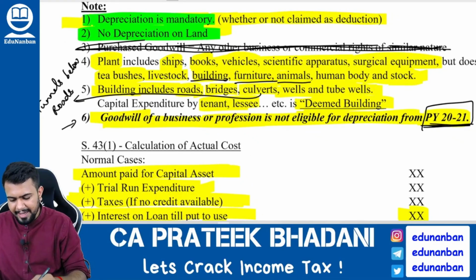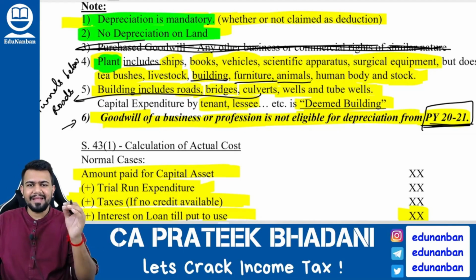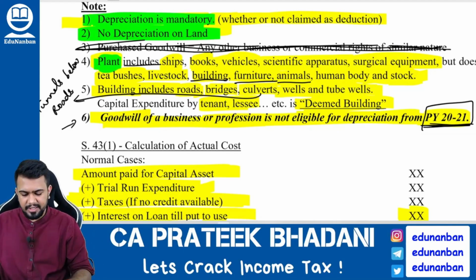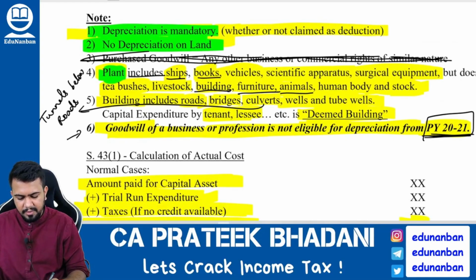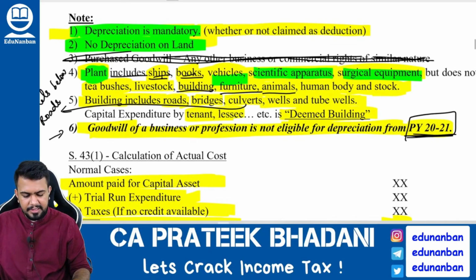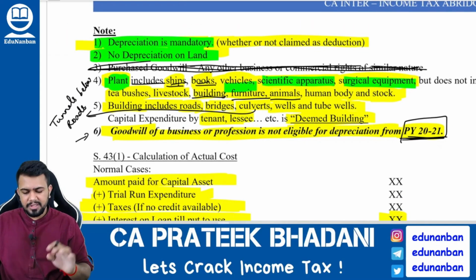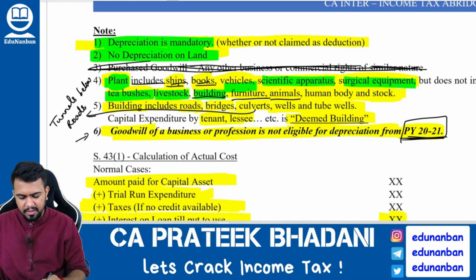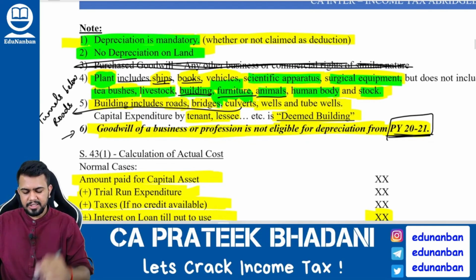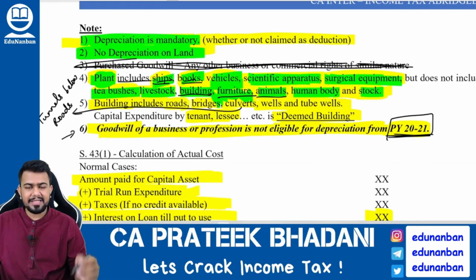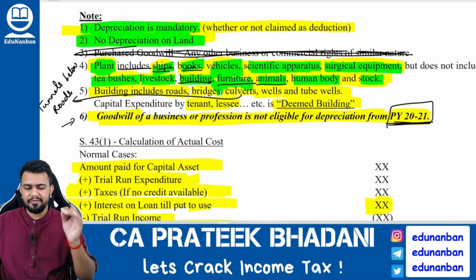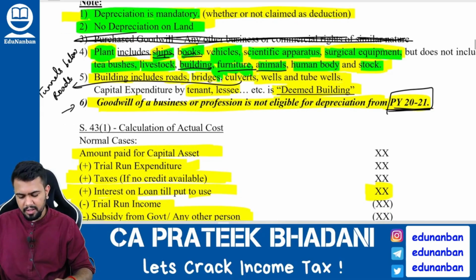Next, what about plant? What is the meaning of plant? Plant means generally what you are thinking as plant and machinery, that is definitely plant and machinery. Apart from that, ships, books, vehicles, okay, scientific apparatus, surgical equipment is also plant and machinery. However, plant and machinery does not include tea bushes, livestock, building, furniture, animals, human body and stock. So what is included? Ships, books, vehicles, scientific apparatus and surgical equipment is included. What is not included? Tea bushes, livestock, building, furniture, animals, human body and stock not included.